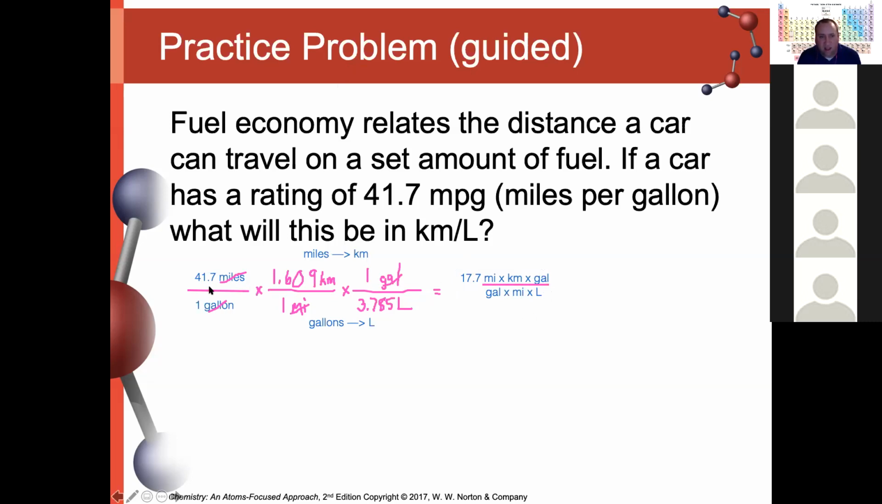And so I can see that after I've done my multiplication, I've got miles in the numerator and the denominator. They're going to cancel out. I've got gallons in the numerator and the denominator. They're going to cancel out. And so in the end, all I have left are the kilometers divided by the liters.